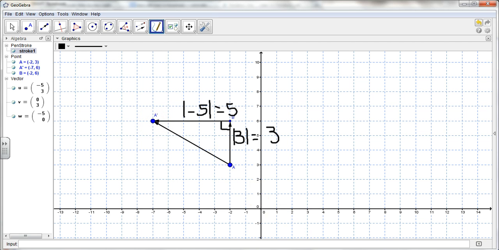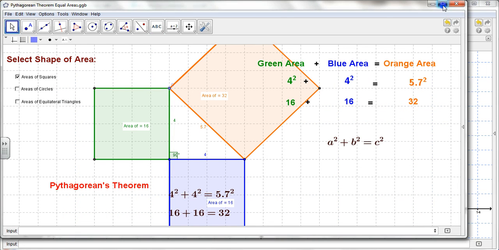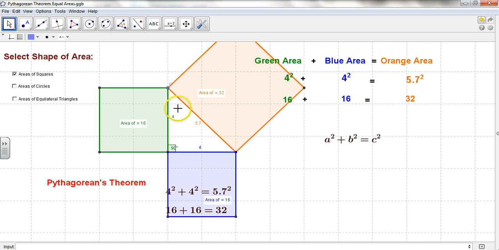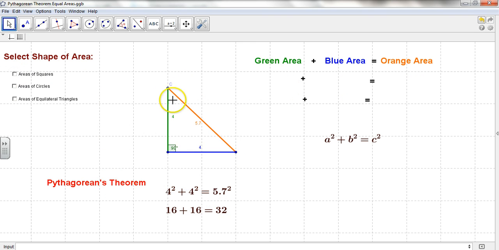So a quick little refresher on Pythagorean's theorem. Here's this GeoGebra app that we used earlier in the year. Pythagorean's theorem says that, so we have a right triangle, by the way, here's an example of a right triangle. A squared plus B squared equals C squared, the famous Pythagorean theorem.